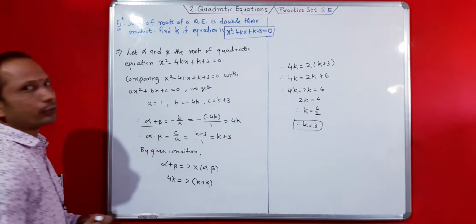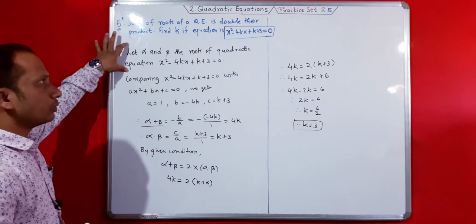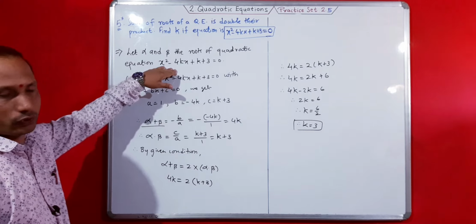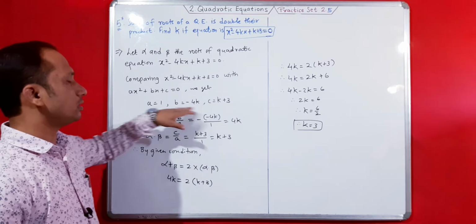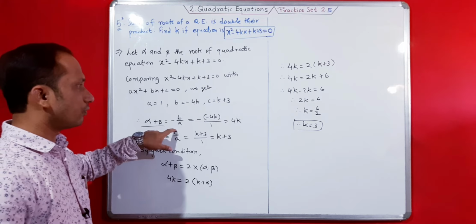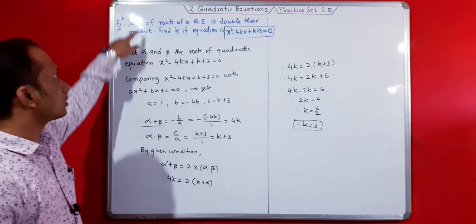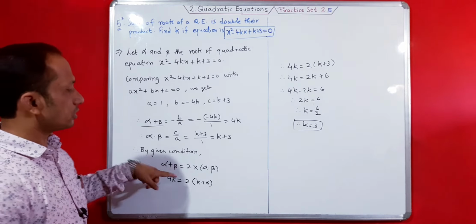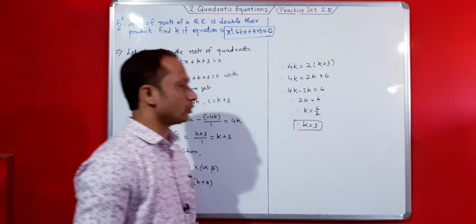Just do the proper calculation. You have to just compare. First write alpha plus beta as roots of the given quadratic equation x square minus 4kx plus k plus 3, and then compare with x square plus bx plus c, that is a, b, c. Then alpha plus beta is minus b upon a, alpha into beta is c upon a. Just put the values, do the calculation. By the given condition, the sum of roots of the quadratic equation is double their product. So put that condition here and just do the calculation. You'll get the value of k.